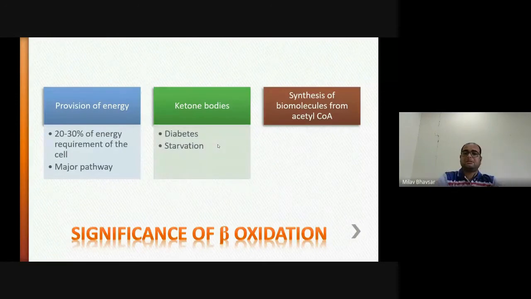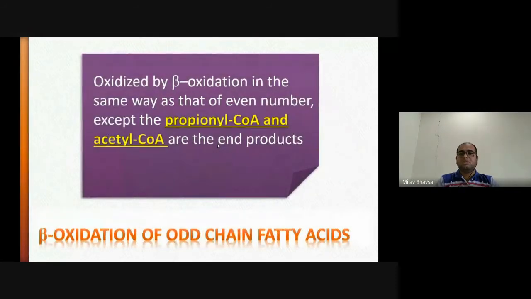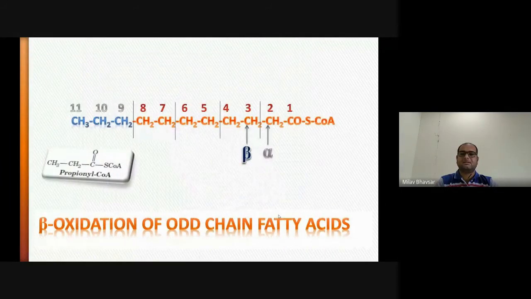So 20-30% requirement, ketone bodies are generated in diabetic starvation, plus there is acetyl CoA. So now here, what you generate lastly is propionyl coenzyme A and acetyl coenzyme A. That is important. Propionyl coenzyme A is a 3-carbon compound. So that is where our problem starts.